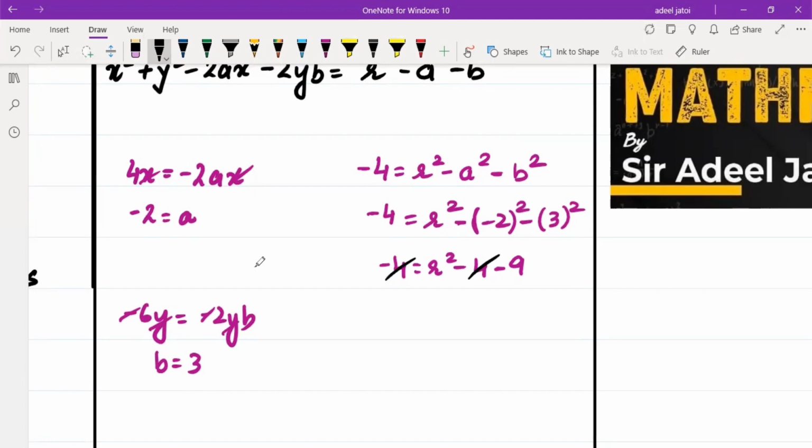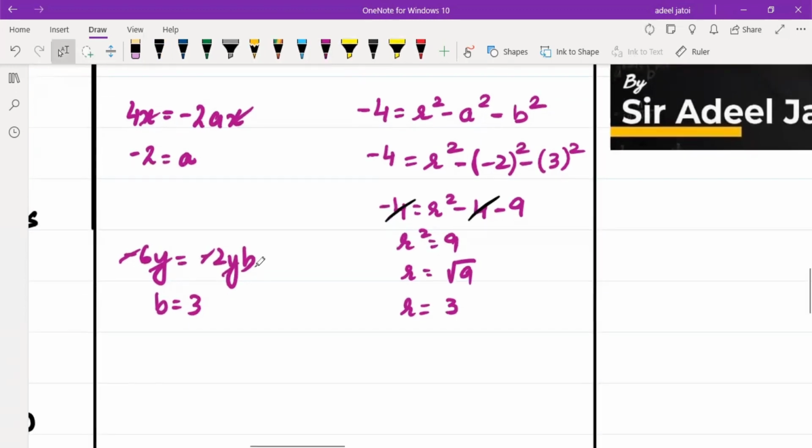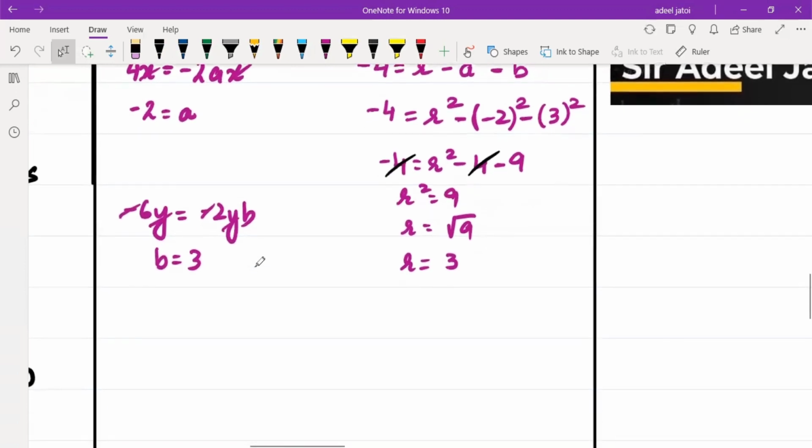So what are you left with? You are left with r square is equal to what? 9. So r is under root 9. Your value of r will be 3. Radius will be positive. Whenever you solve under root, you have positive and negative, but we'll be taking the radius as positive.